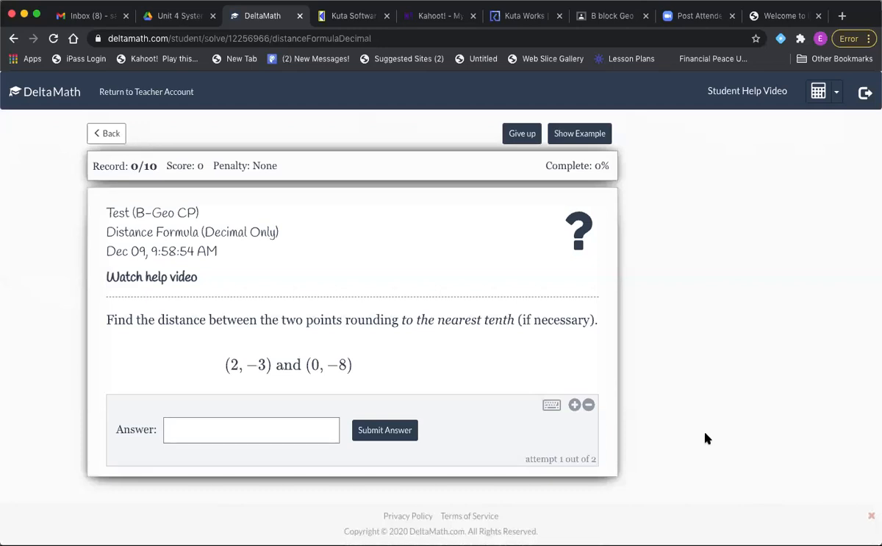All right, so if you go to Delta, you should have this assignment that pops right up. And pretty straightforward. I just have to find the distance between the two. They do want you to round to the nearest tenth, so you need to make sure that you are rounding correctly, because if you don't, you will get marked wrong, and I don't want that to happen to you.